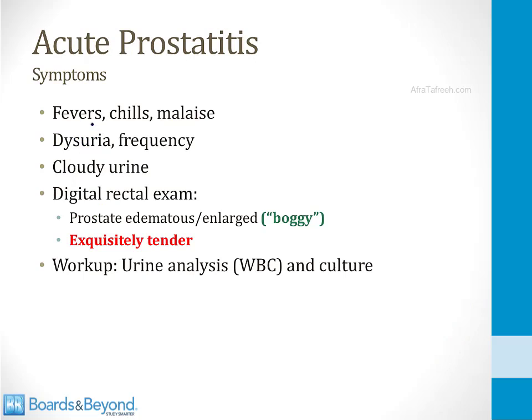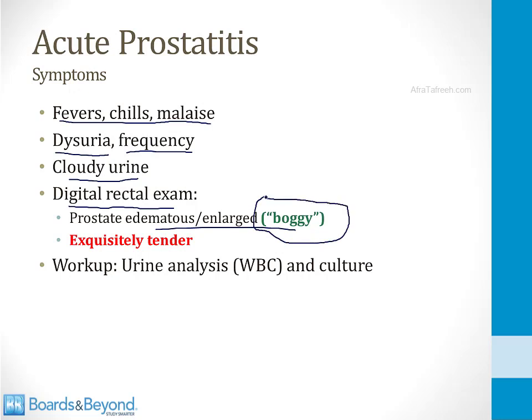In acute prostatitis, there can be symptoms of generalized inflammation like fevers, chills, and malaise. There may be dysuria, which is painful urination, and frequency, which is voiding frequently. The urine may be cloudy from the presence of white cells and bacteria. But then the main feature that distinguishes acute prostatitis from an isolated UTI is on digital rectal exam, the prostate will be edematous and enlarged. It's often described as boggy, which means swollen and like mud.